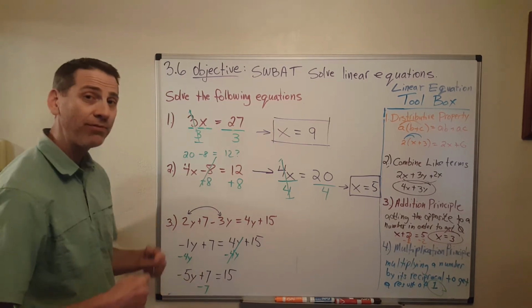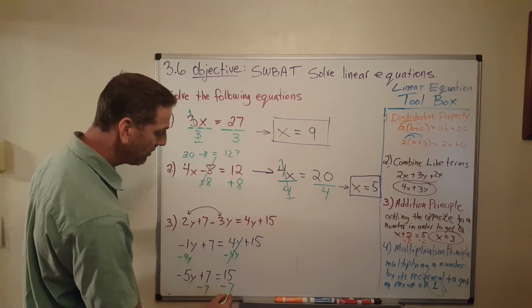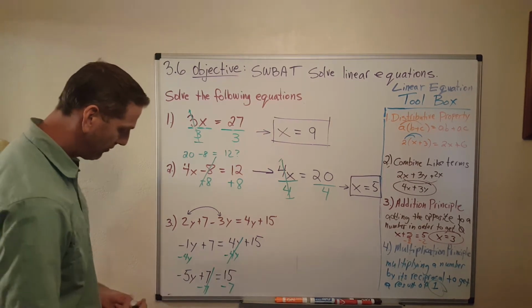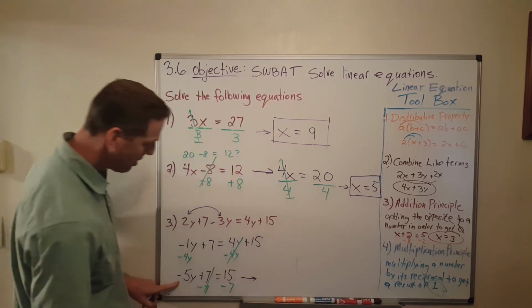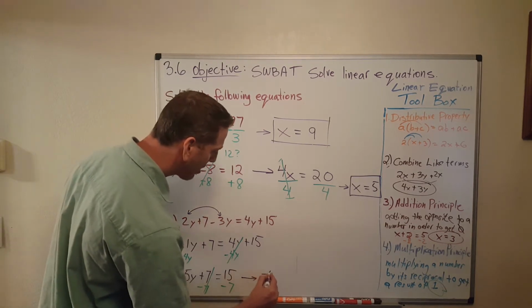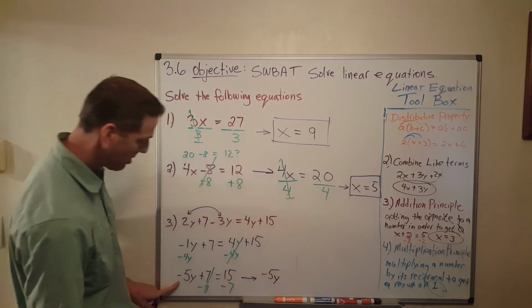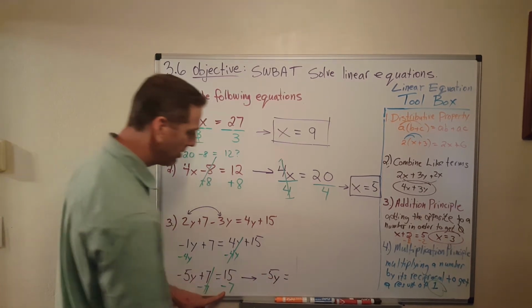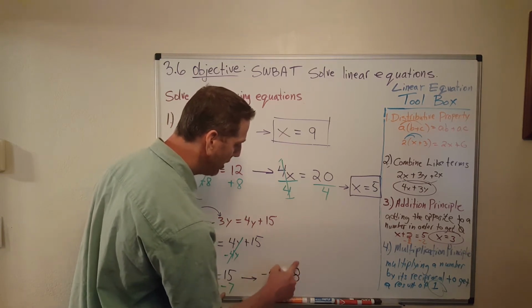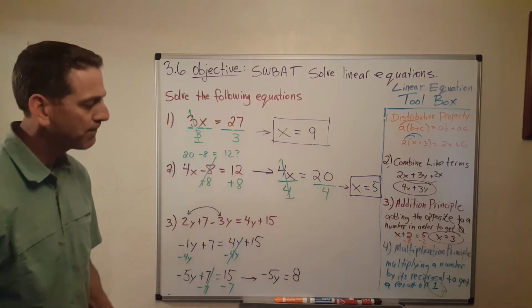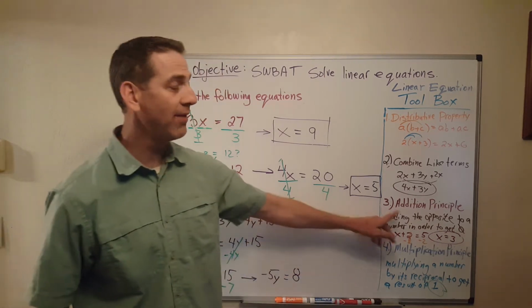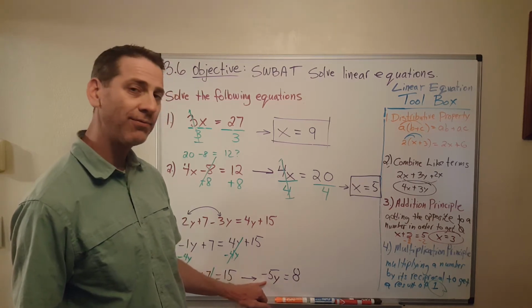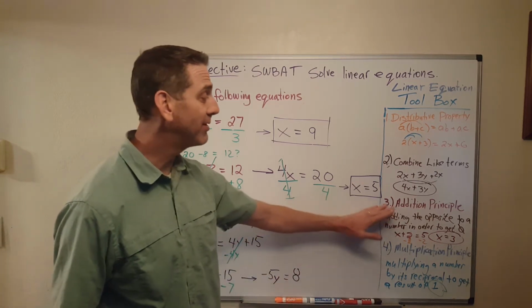So I'm going to add a negative 7 to both sides. That's going to cancel, right? So now I'm left with negative 5y equals 15 minus 7 is 8. All right? All right. So do I have any more adding or subtracting? No. There's a negative. That's a negative 5 times y. So I'm done with addition principle.